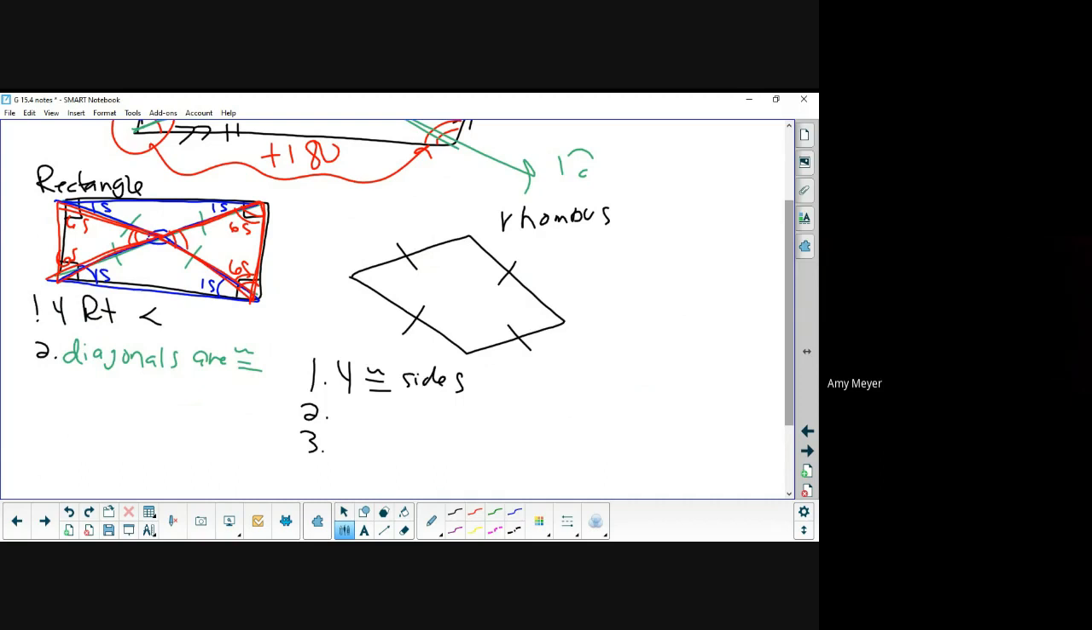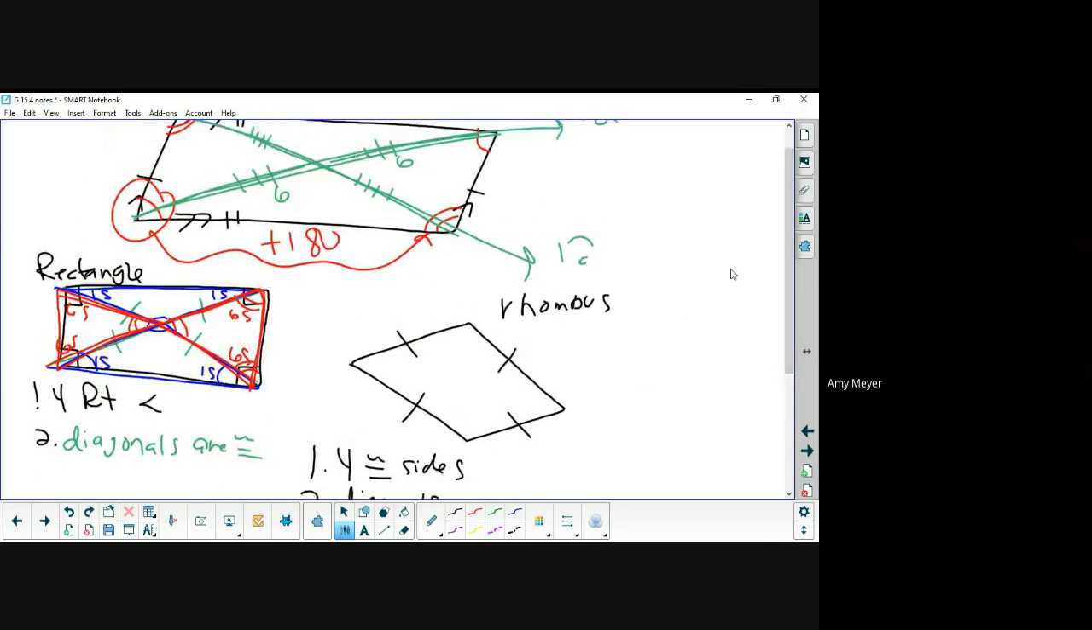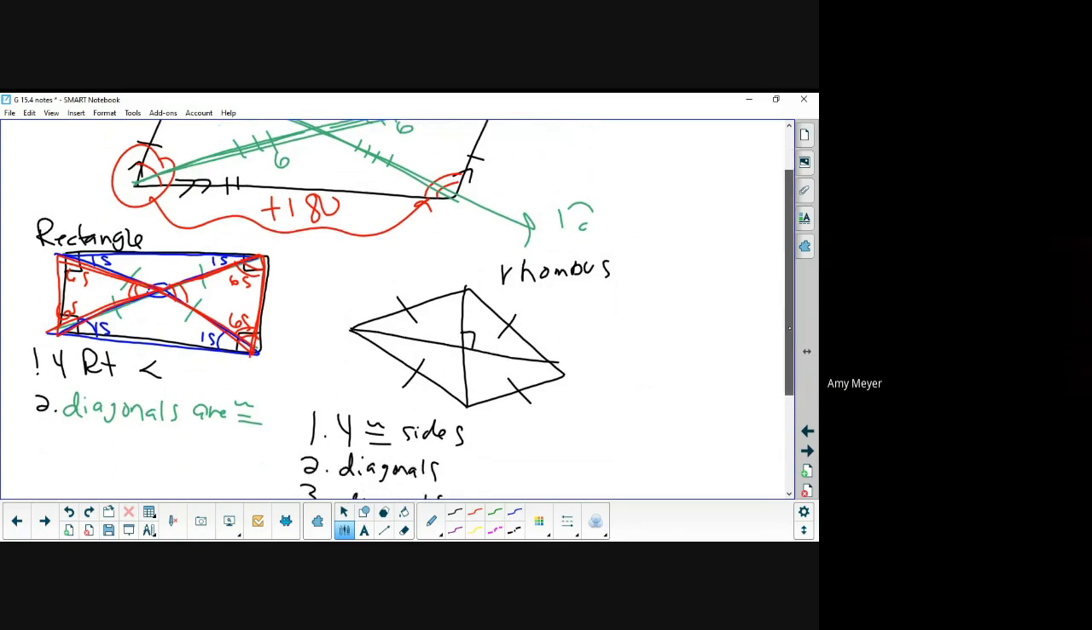Two more properties, they're both about diagonals. This property will not be true. This is not a rectangle. This is a parallelogram. So this will still be true. This will be cut in half, and this will be cut in half, but they're not necessarily the same. Diagonals are perpendicular. Write it and draw it.